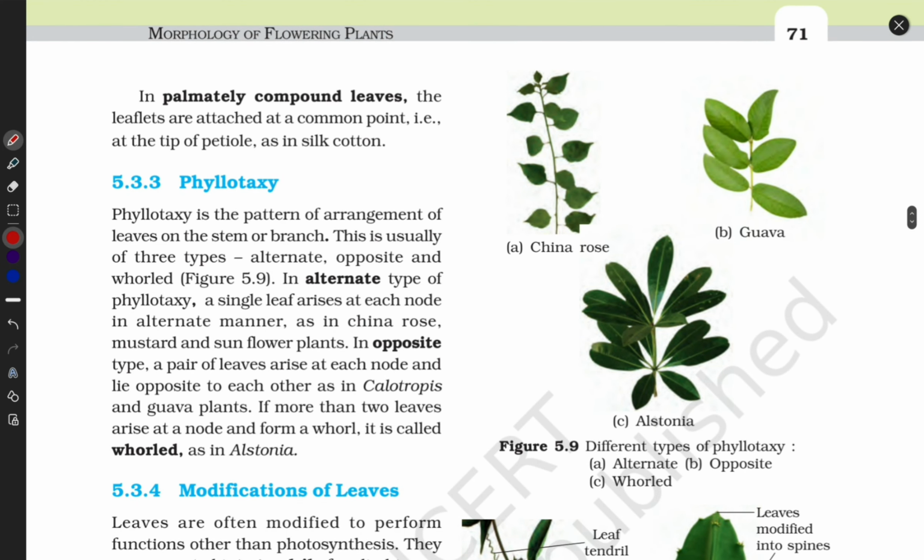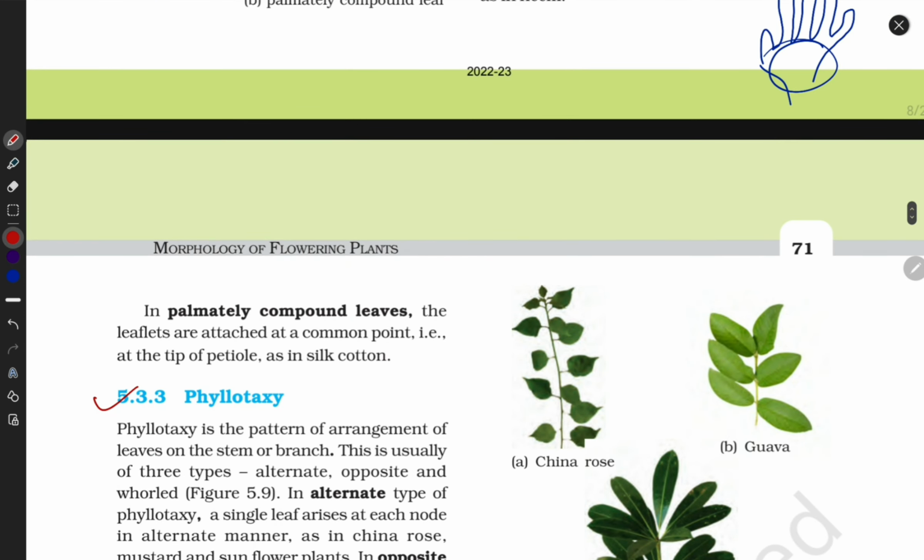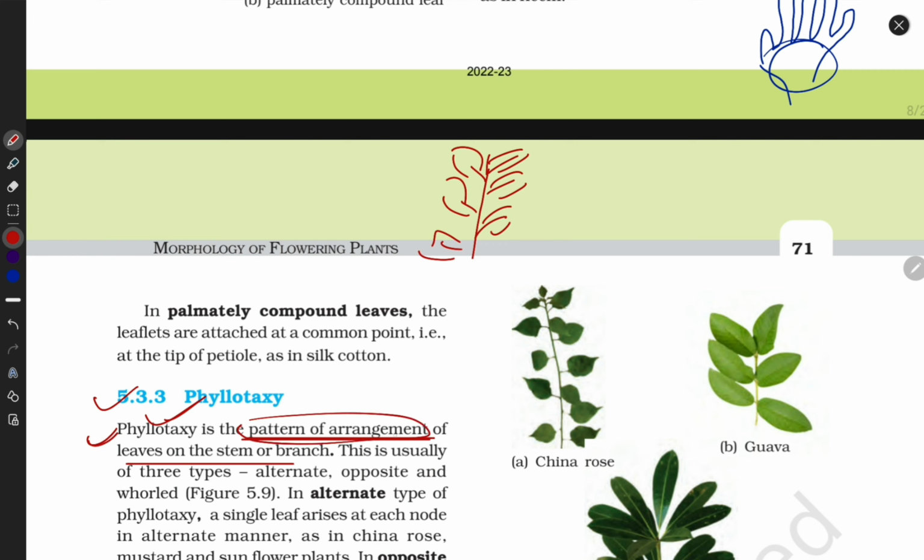There is some phyllotaxis, guys. Yes, there is some phyllotaxis that we know. Okay, guys, we know that yes, this is a stem, this is a leaf, but this is not normal. They should be present in a perfect manner. They show their frequency, their arrangement, their phyllotaxy. The pattern of arrangement of the leaves on the stem or branch. Remember this definition. How these leaves are arranged.